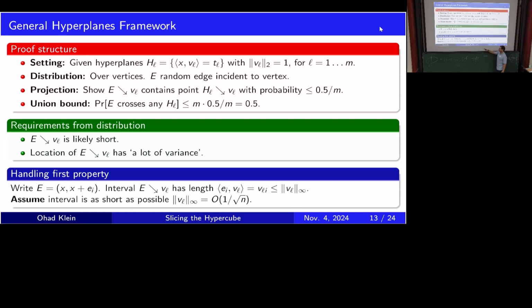And finally, we will have the length of the interval. In the case that we had before, we wanted the standard deviation of the location of the interval to be n times larger than the length of the interval. So we will not manage to have this separation of a factor of n, but we only hope for a factor of n. This is sufficient. Okay, we'll see this in a moment.